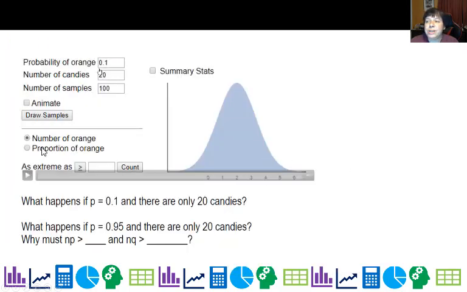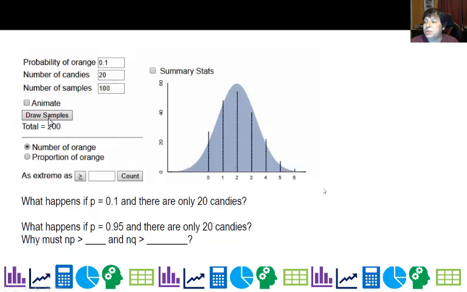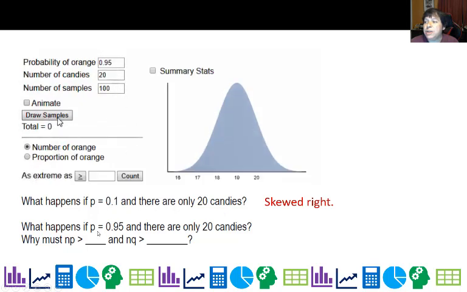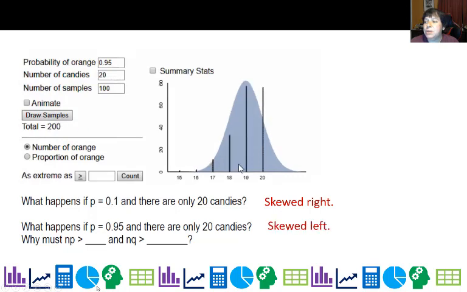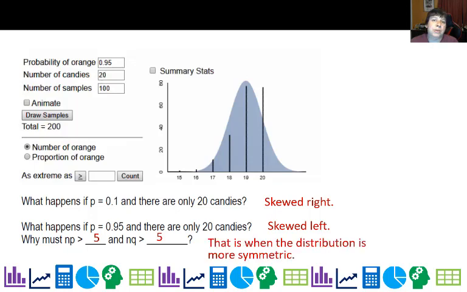Now, what gets interesting is when p gets very low or very high. So if p is 0.1 and there are only 20 candies, what happens? Well, here we're drawing a sample, and you can see it's sort of skewed to the right. And if we draw samples where p is very high at 0.95, it ends up being skewed to the left. So what we find out is if we use the rule n times p is greater than 5 and n times q is greater than 5, then we will have a distribution that's more symmetric, and we can use a normal approximation. Remember that q is 1 minus p.